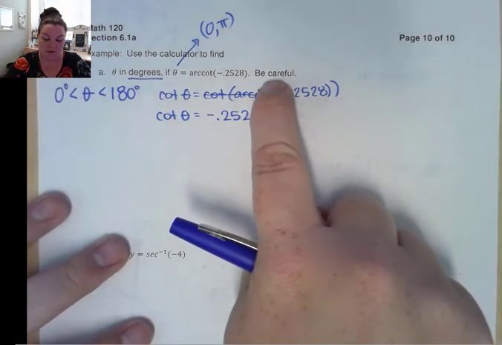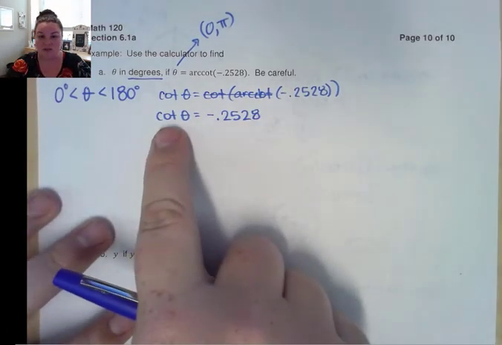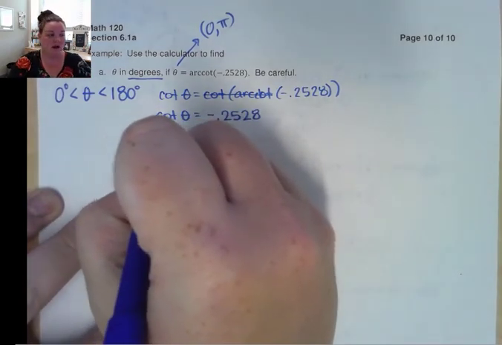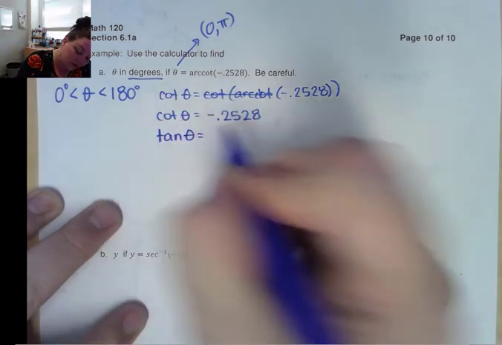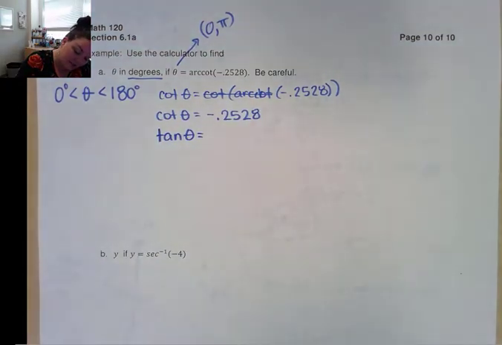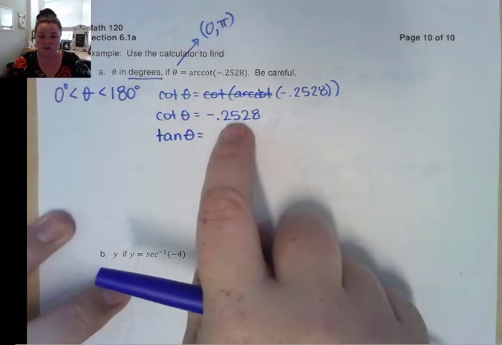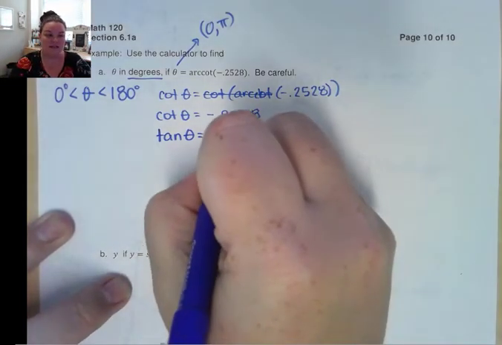Okay, so that's why we gotta be careful. We're going to talk about that in just a second. So let's go ahead and change this into tangent. If I wanted to write this as tangent theta, we know that tangent and cotangent are inverses. So all I would have to do is invert this number.